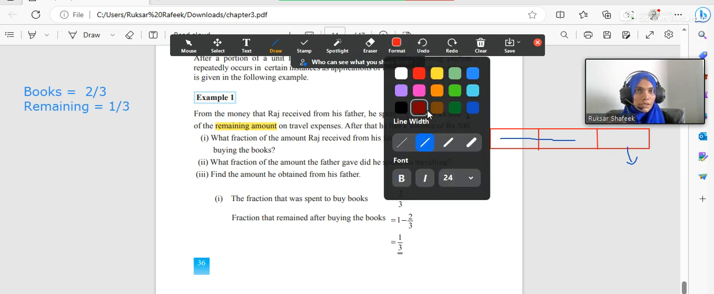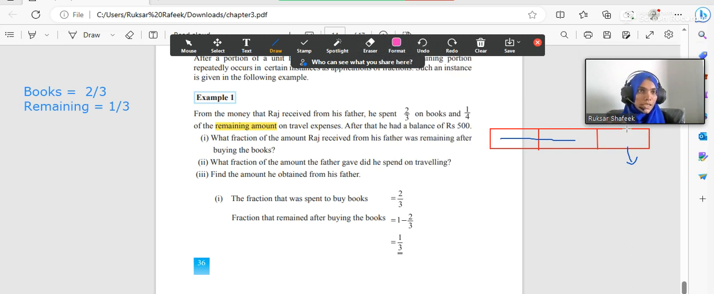Let me get a different color to give you a better understanding. So I'm going to divide this into 4 equal parts, they're equal parts, not unequal ones. So that amount, 1/4 of the remaining, 1/4 of 1/3, is basically just one of these parts, which is used for travel expenses. So this blue line is for books and this part is for travel.